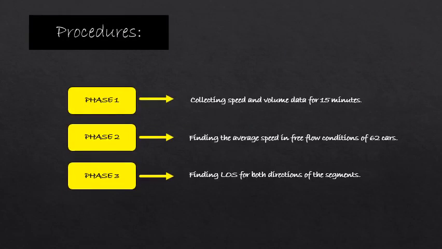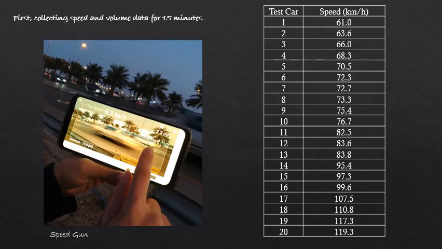So our test will consist of 3 main phases. Phase 1, collecting speed and volume data for 15 minutes. Phase 2, finding the average speed in free flow conditions of 62 cars. And finally, Phase 3, finding the level of service for both directions of the segments. The speed samples were measured in free-flowing conditions ranging from 61 km per hour for heavy trucks in the right lane to 119 km per hour for cars traveling in the fast lane.